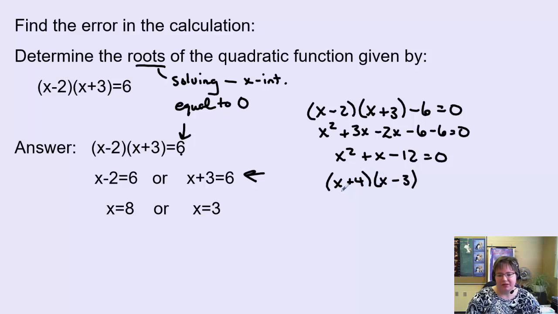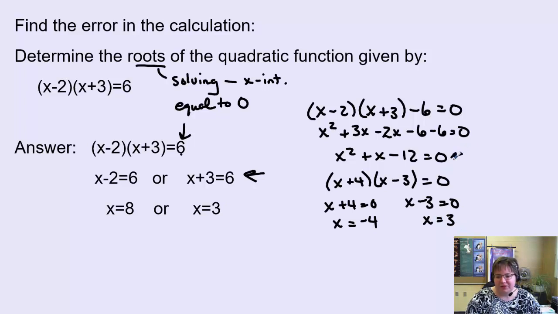And if you're not sure if it works, test it out. Minus 3x plus 4x is going to give me positive 1x. 4 times 3 is 12. Positive times negative is negative. So then I can set these two pieces equal to 0 and solve. So x is equal to negative 4 or x is equal to 3.